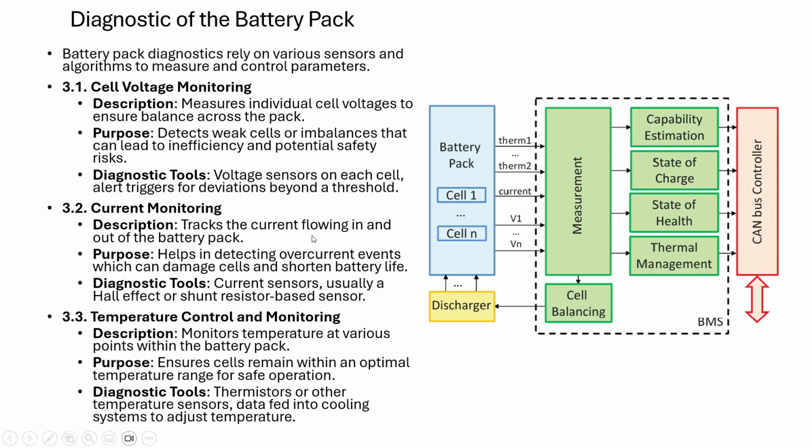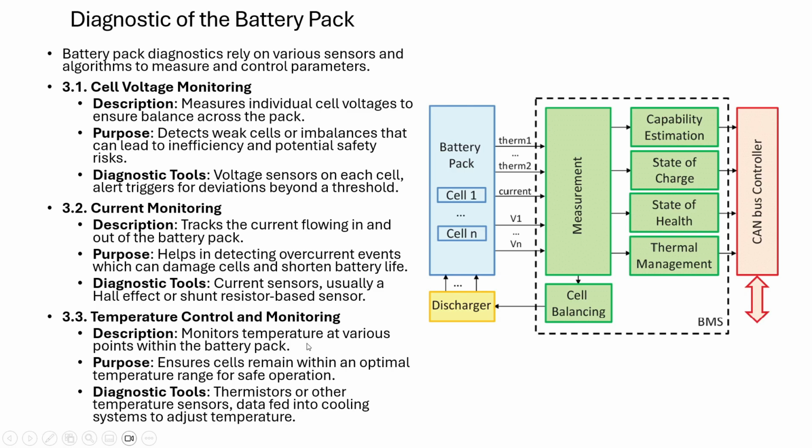It tracks the current flow in and out of the battery pack. It is used for detecting overcurrent events which can damage the cell or shorten battery life. So we can use this current flow measurement to find out overcurrent events and for battery life estimation. The diagnostic tool used for that is a current sensor. Usually Hall effect or shunt resistor based sensors are used.